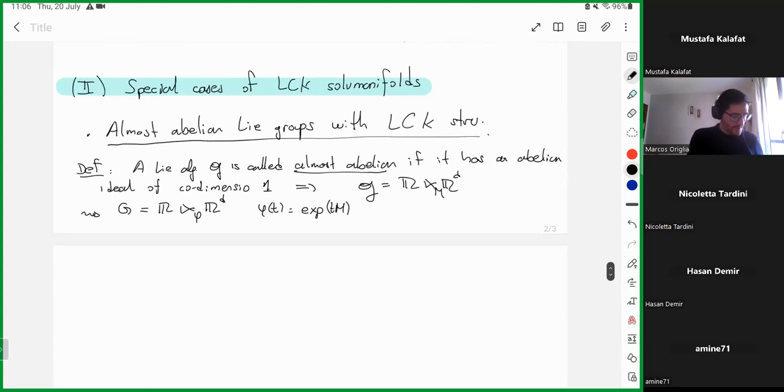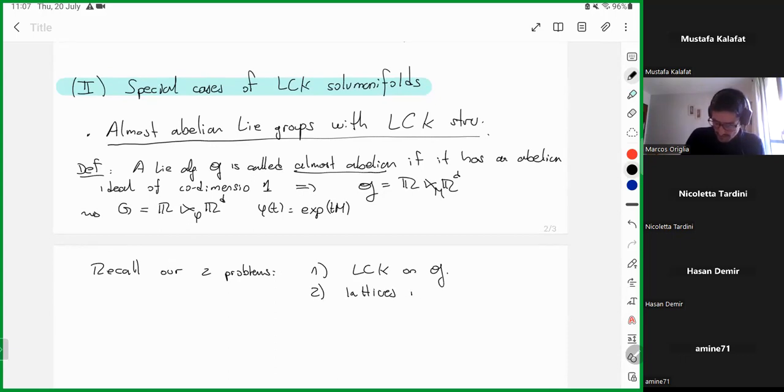Okay, so let's study locally conformally Kähler structures on this family of Lie algebras. Recall that we have two problems. The first one was to study the structure itself, so LCK structures on the Lie algebra. And the second one was about the existence of lattices in the associated Lie group.